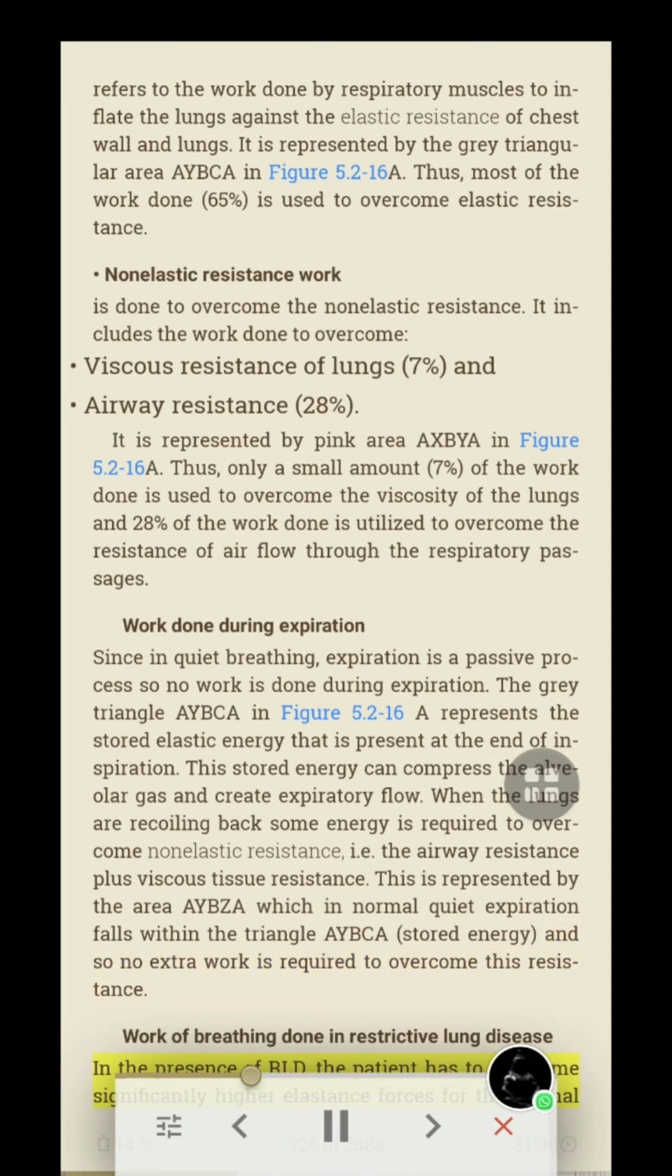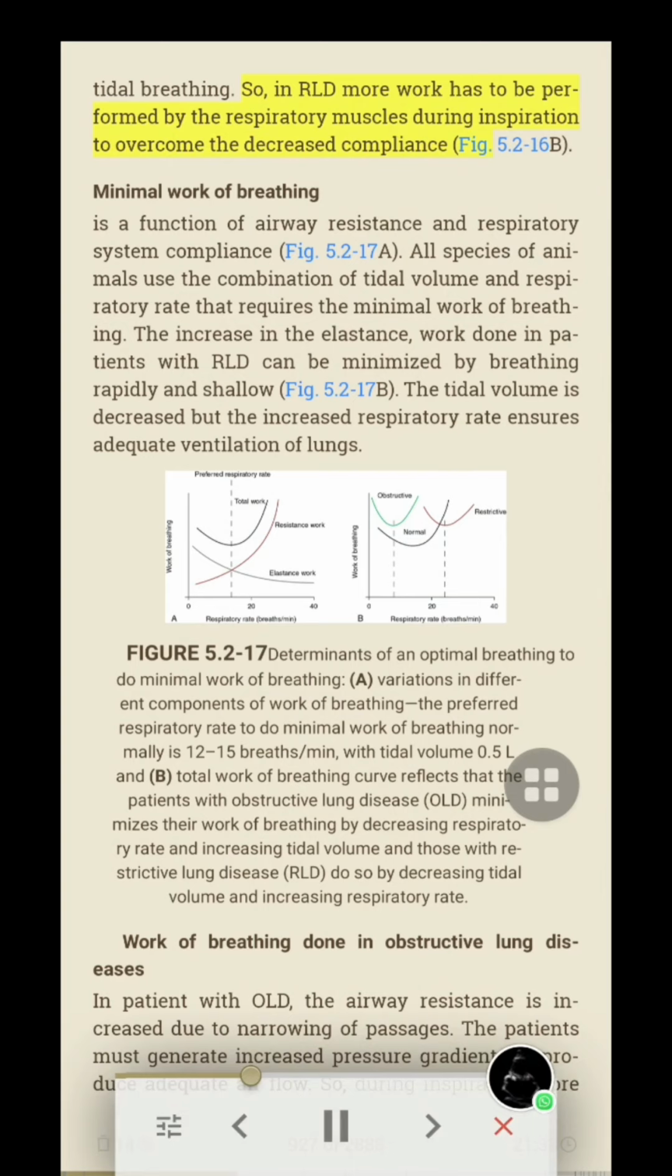Work of breathing done in restrictive lung disease. In the presence of RLD, the patient has to overcome significantly higher elastance forces for normal tidal breathing. So, in RLD, more work has to be performed by the respiratory muscles during inspiration to overcome the decreased compliance. Figure 5.2-16b. Minimal work of breathing is a function of airway resistance and respiratory system compliance.